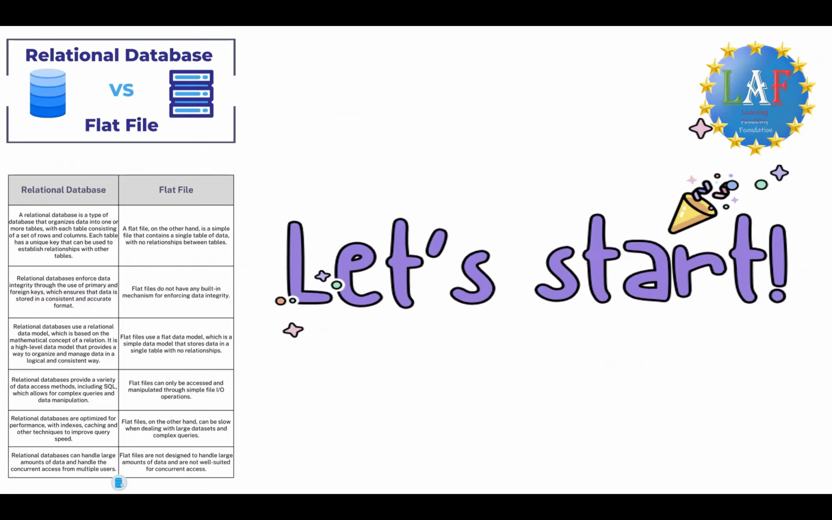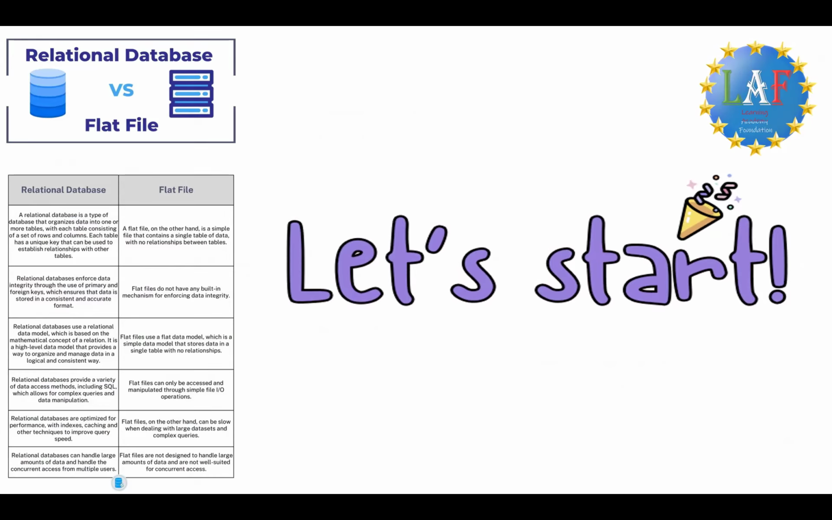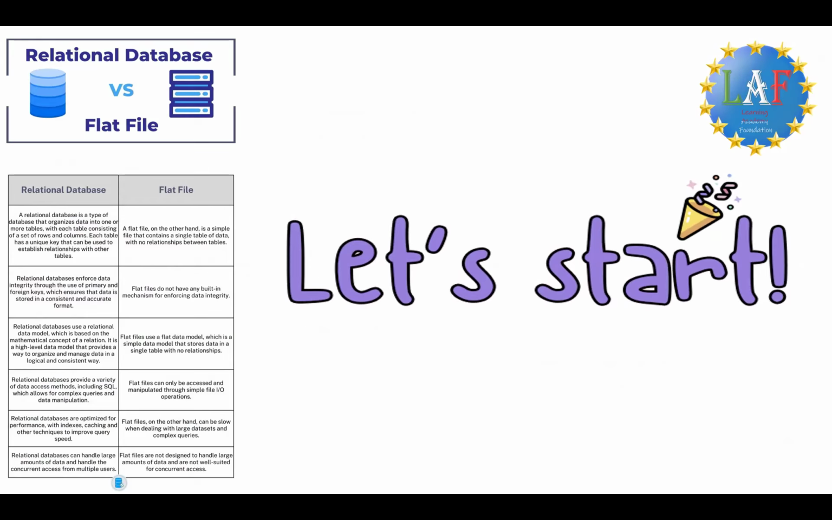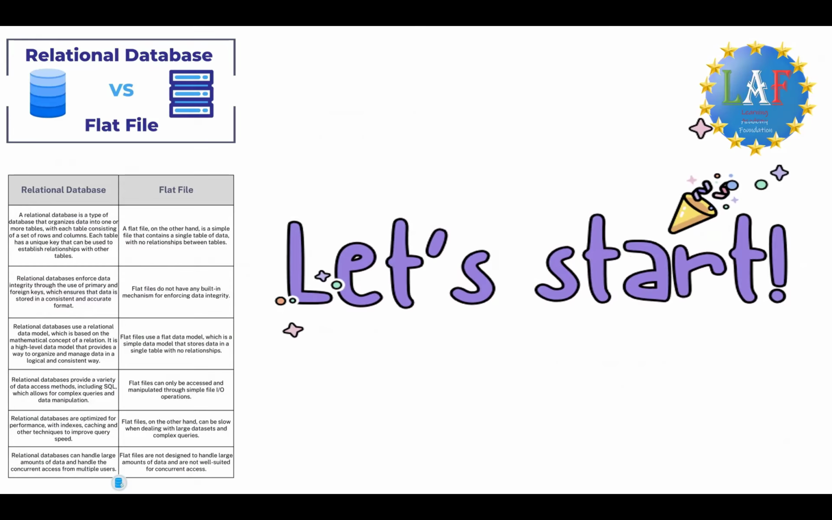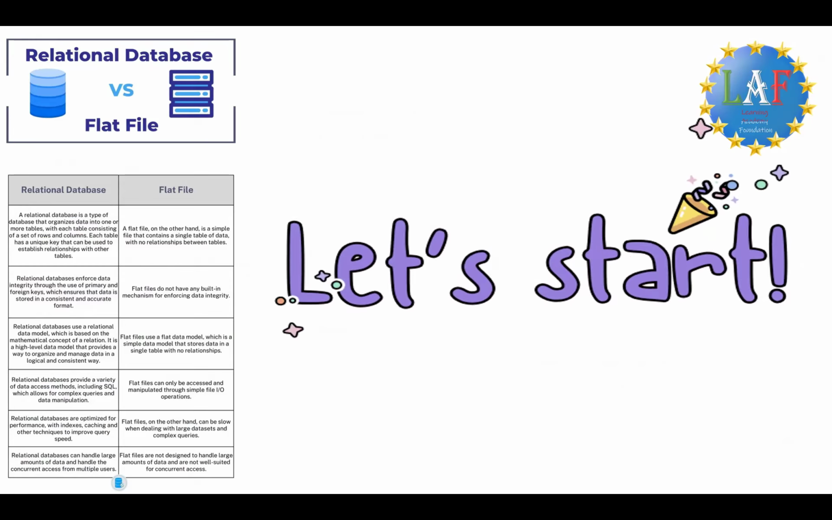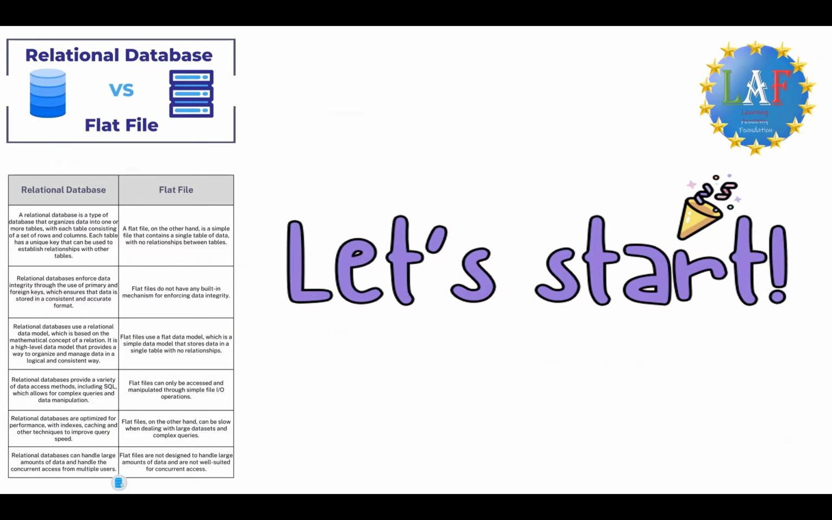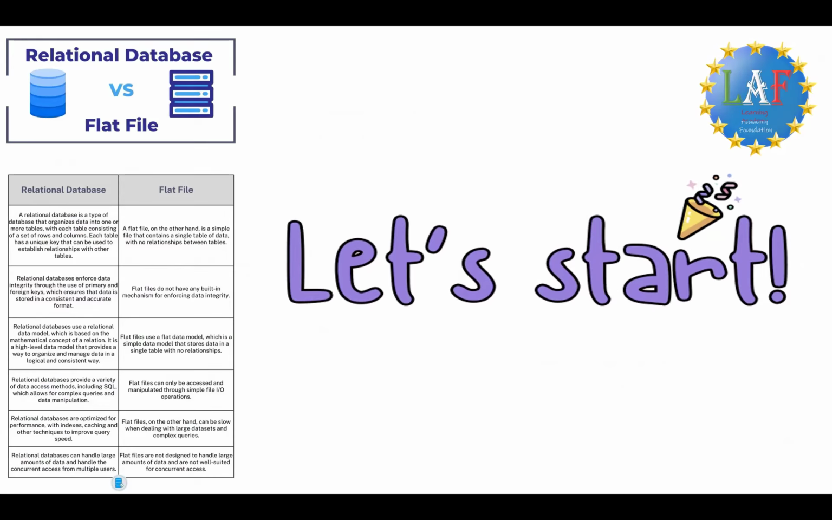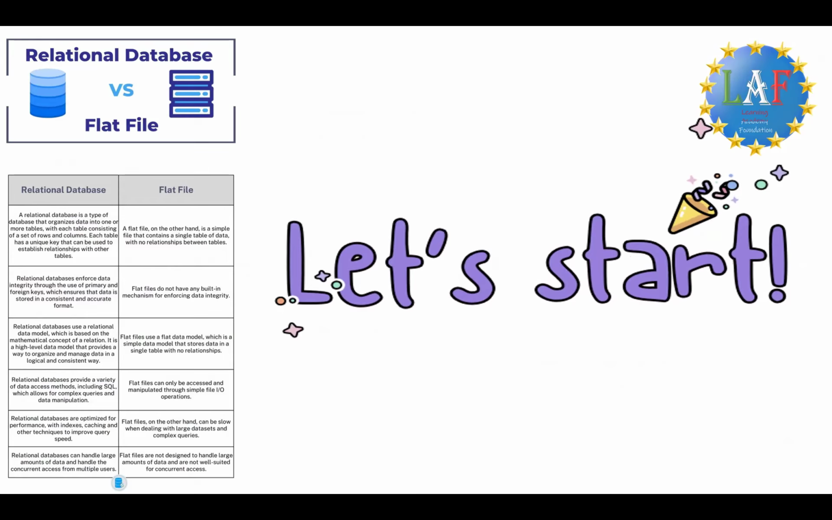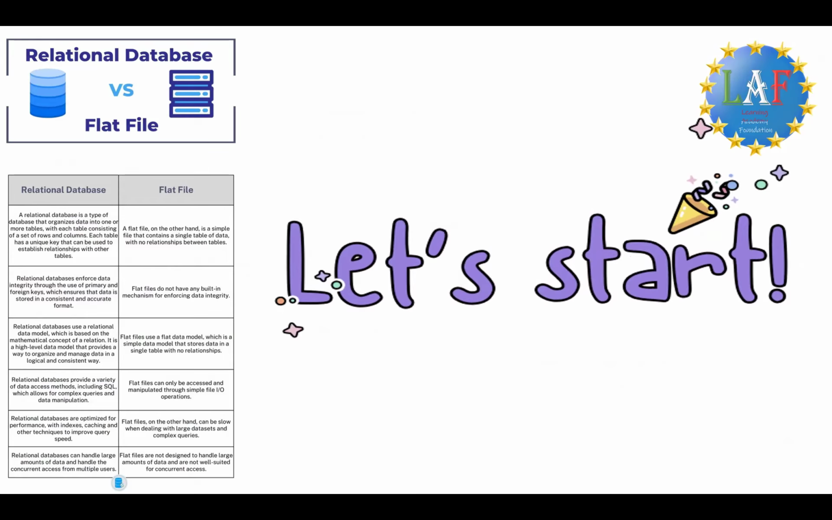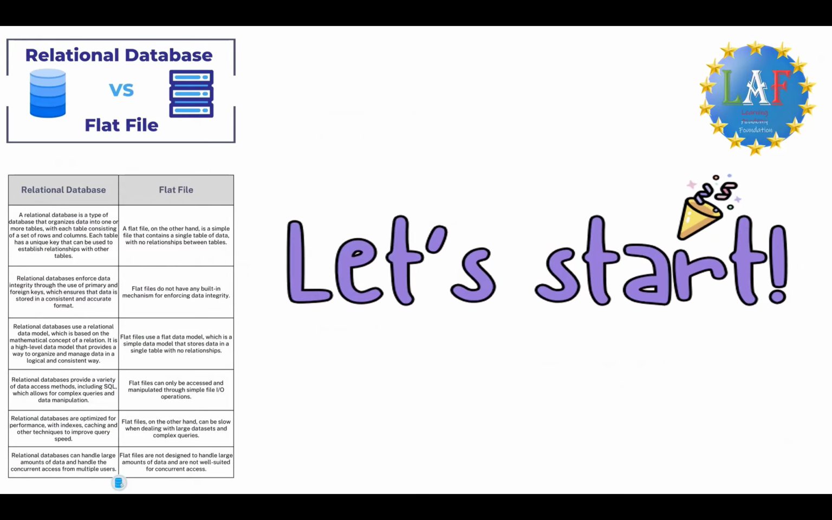Relational databases use a relational data model, which is based on the mathematical concept of a relation. It's a high-level data model that provides a way to organize and manage data in a logical and consistent way, while flat files use a flat data model, which is a simple data model that stores data in a single table with no relationships. Relational databases provide a variety of data access methods, including SQL, which allows for complex queries and data manipulation, while flat files can only be accessed and manipulated through simple file input-output operations.